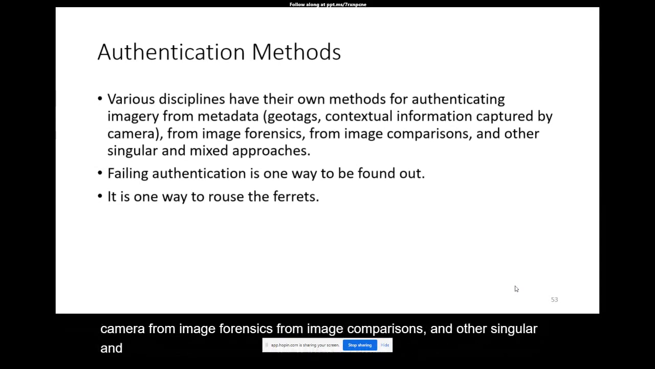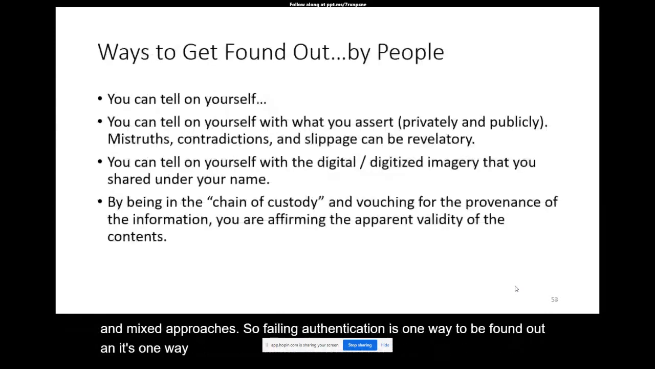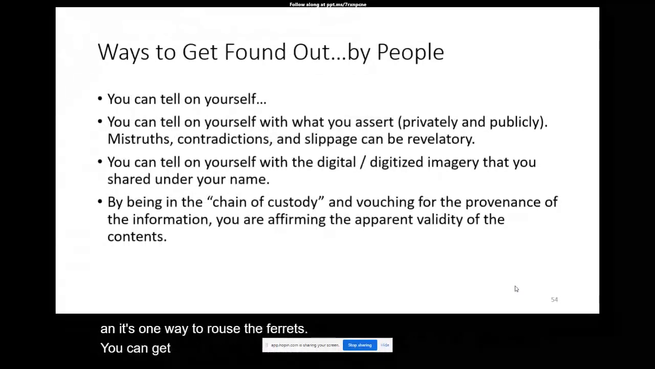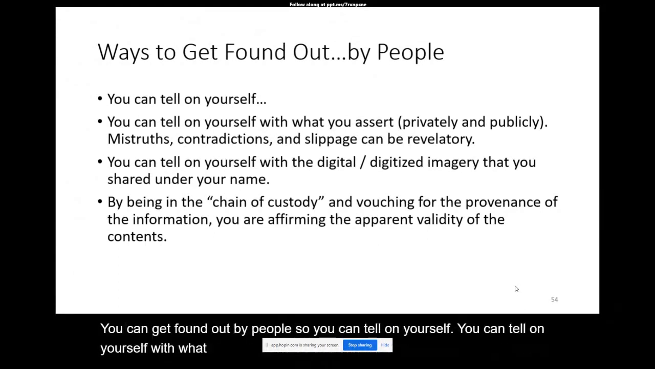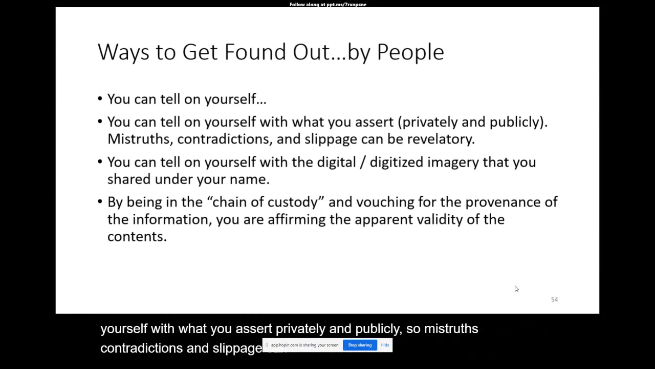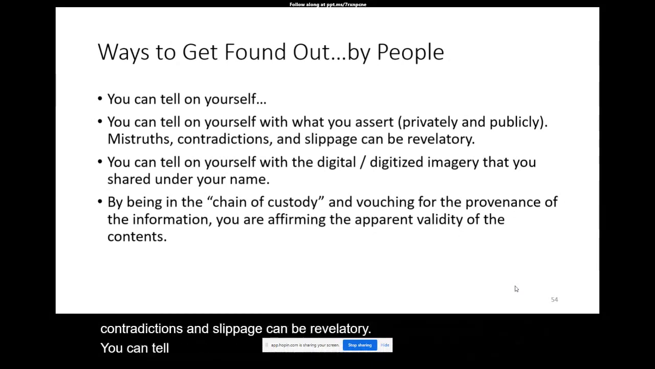So failing authentication is one way to be found out, and it's one way to rouse the ferrets. You can get found out by people. You can tell on yourself. You can tell on yourself with what you assert privately and publicly. Mistruths, contradictions, and slippage can be revelatory. You can tell on yourself with the digitized imagery that you shared under your name.